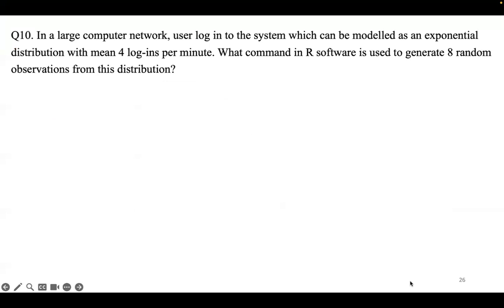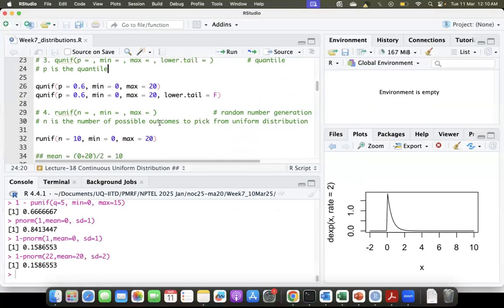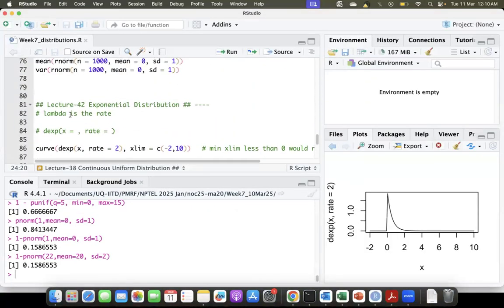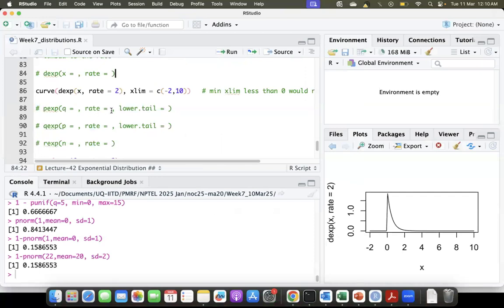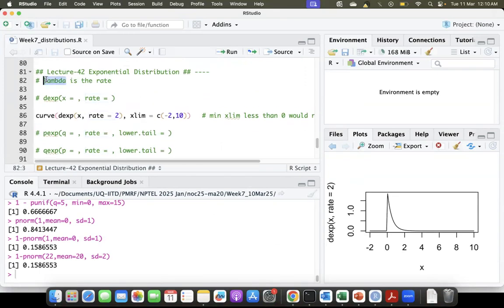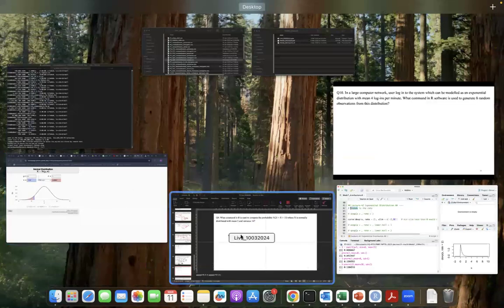And then a similar question. In a large computer network, user logins to the system can be modeled as an exponential distribution with mean to be 4 logins per minute. What R command is going to be used to generate 8 random variables from this? So now we're talking about the exponential function. As a reminder, for the exponential function, we are using something called rate here, and the rate is lambda.